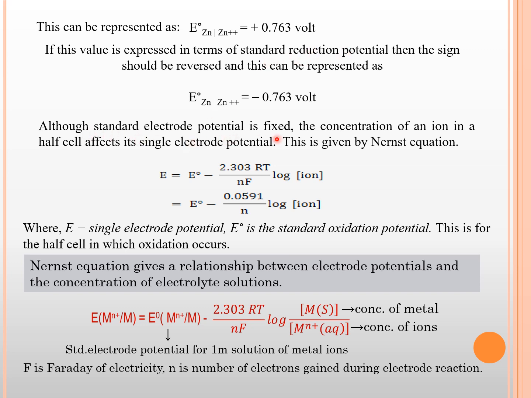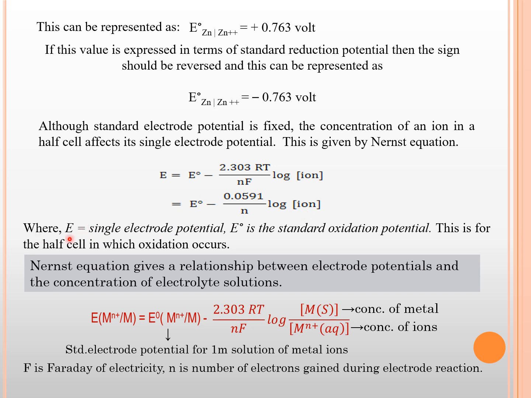Although standard electrode potential is fixed, the concentration of an ion in a half cell affects its single electrode potential, and this is given by the Nernst equation. E is equal to E0 minus 2.303 RT divided by nF into log of concentration of ion. If you substitute the values of R, the gas constant, T, the temperature, and F, the Faraday of electricity, the value comes to be 0.0591 divided by n into log of concentration of ion.